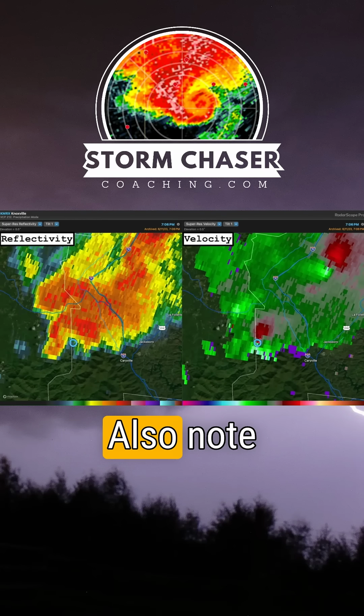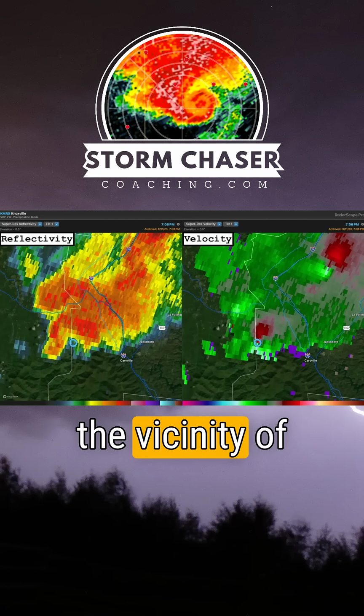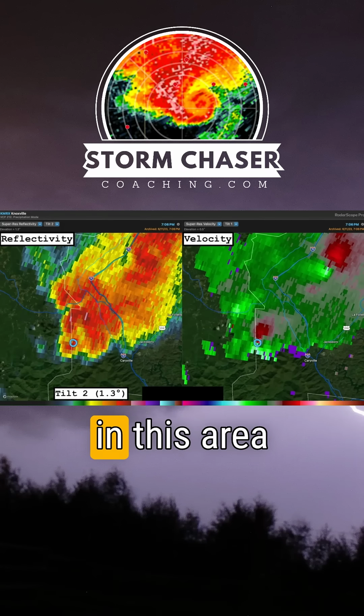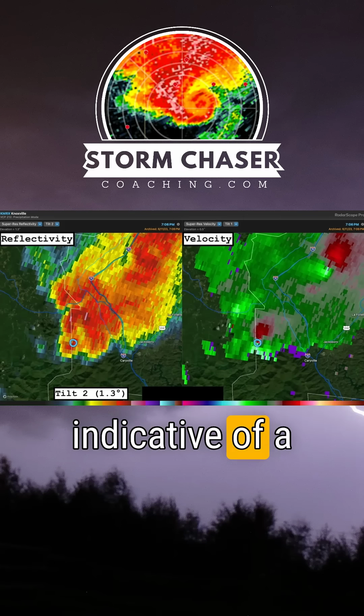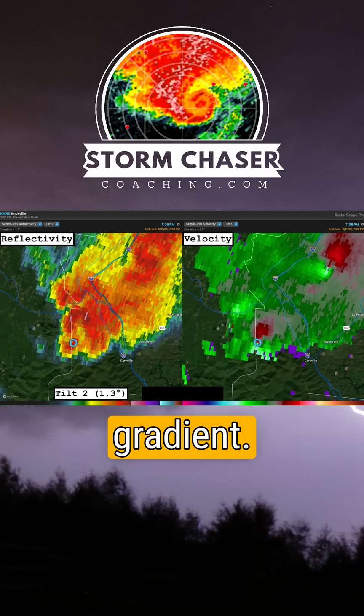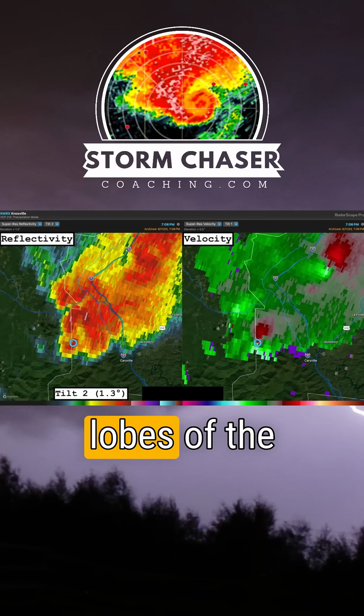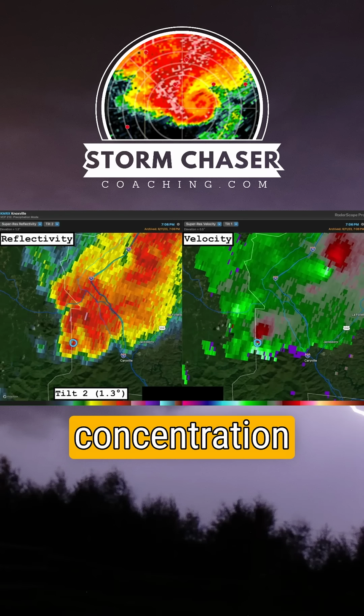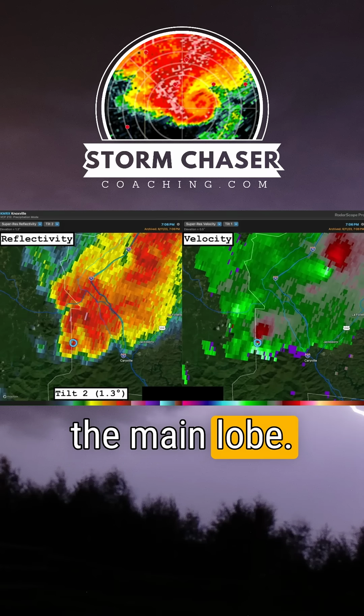Also, note the lack of reflectivity in the vicinity of the couplet, but as we go up to the next tilt, we see strong reflectivity in this area, indicative of a strong vertical reflectivity gradient. This is evidence that the side lobes of the beam at the lowest elevation angle were encountering a much greater concentration of hydrometeors than the main lobe.